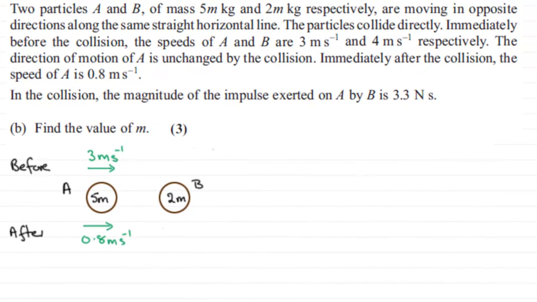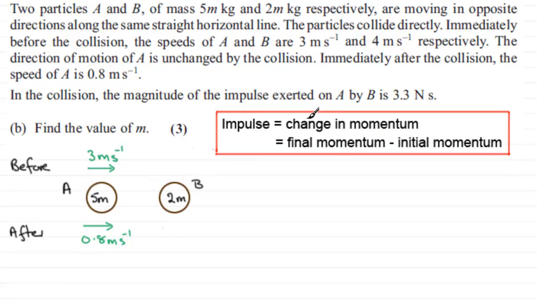Hi. Now for this next part, we're told that in the collision, the magnitude of the impulse exerted on A by B is 3.3 Newton seconds. And for 3 marks, we've got to find the value of M. Now in order to do something like this, we've got to know what is meant by impulse.